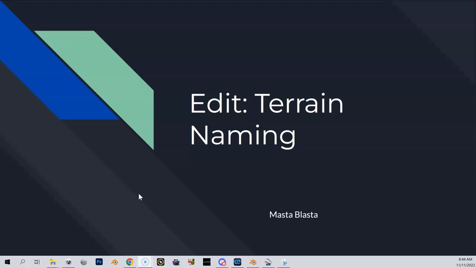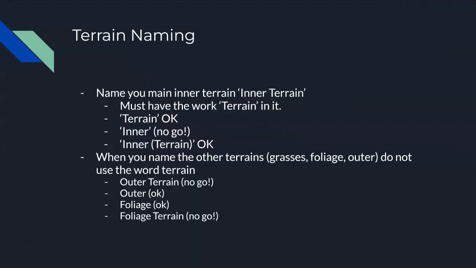So quick edit here because I made some mistakes in the videos. You want to make sure that you have the right naming convention when you create terrains. So let me go through this quick. In this video, you see I named my terrain inner. That is slightly incorrect. When you have a main inner terrain, we must call it something like inner terrain. It must have the word terrain in it, that main terrain. So for example, we could just name it terrain. That's perfectly fine. If you name it inner, like I did in the video, that's a no-go.